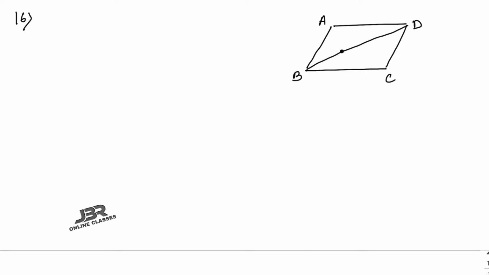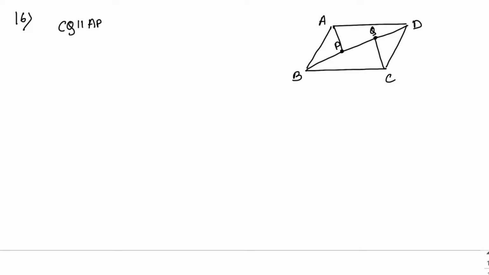Now next one, sum number 16. If P and Q are points of trisection of the diagonal BD of a parallelogram ABCD. So here ABCD, diagonal BD, suppose this one is P and this one is Q, the trisection. P and Q are the points of trisection of diagonal BD. Prove that CQ is parallel with AP.